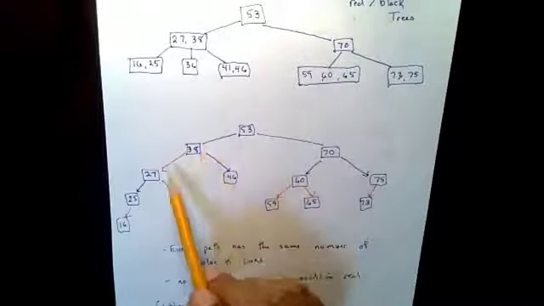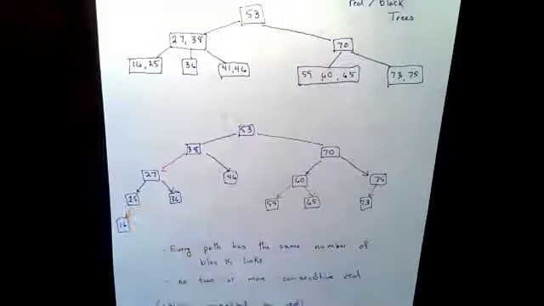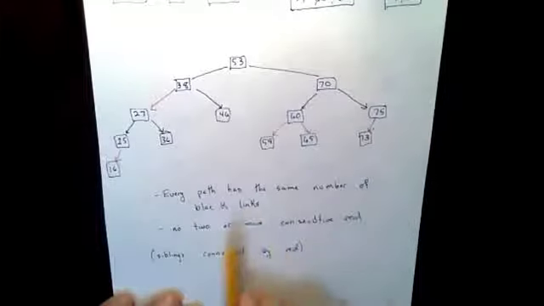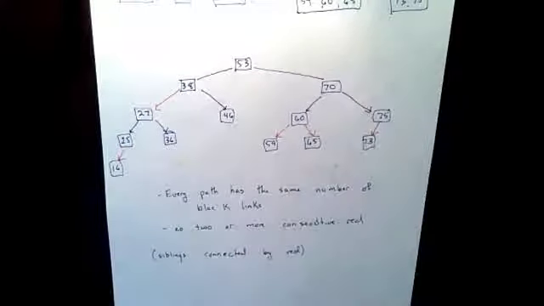Because then we'd have a parent with a child that's red, becoming a sibling, and then another sibling, and that's just not the way it works. All right, again, every path has the same number of black links, no two or more consecutive reds. Siblings are, in fact, connected by reds.